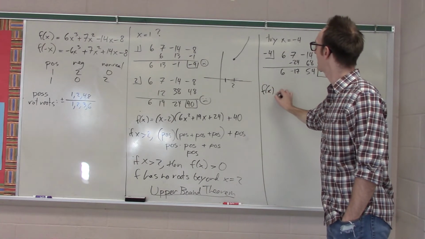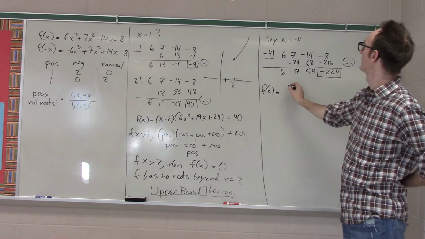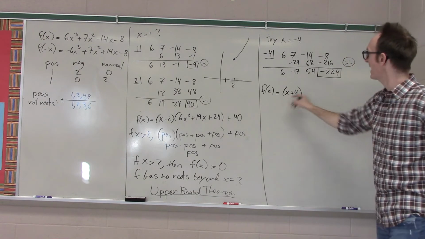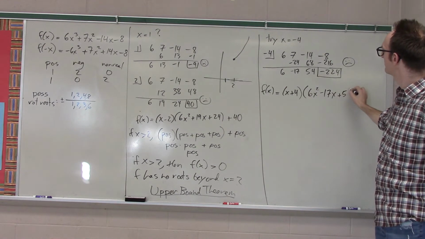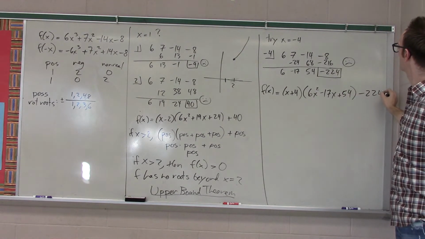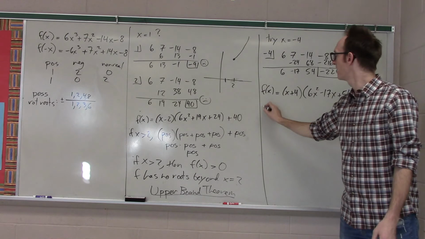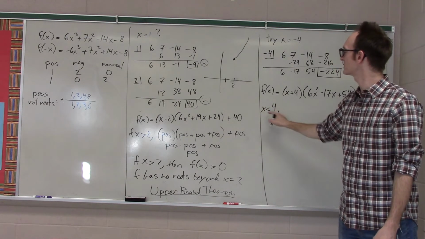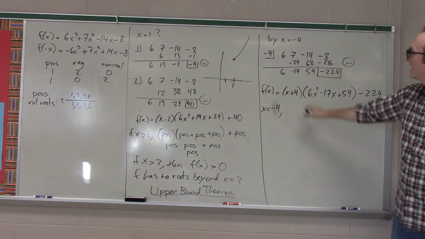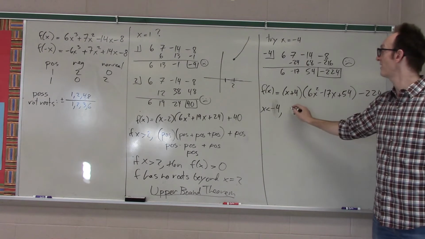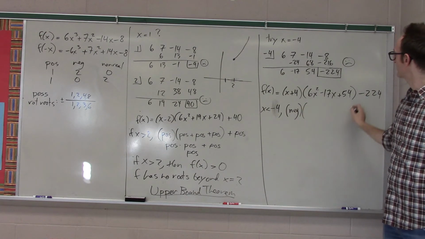After all, if I tried -4, what I really just did is divided the polynomial through by x plus 4. And so it means this polynomial can be written as x plus 4 times 6x squared minus 17x plus 54, and then with the remainder of -224. Okay, here it's less obvious what's going on, but if I try a number which is less than -4, then I can say that x plus 4, the divisor, is negative. Plug in -5, say. Well, what can I say about this quotient?